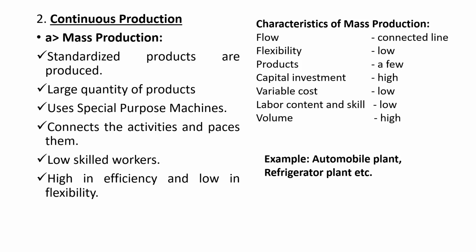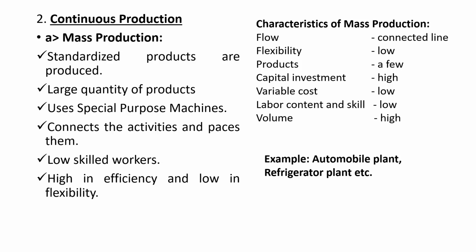Here, since the entire job is divided into small tasks and each task is given to a particular worker at a particular workstation, the skill requirement of the worker is low. It is high in efficiency because high volume of production is possible, but low in flexibility because we are able to produce one or few at the same time. If by any chance any machine breaks down or if a particular worker is not there at a particular work center, then the production may suffer.